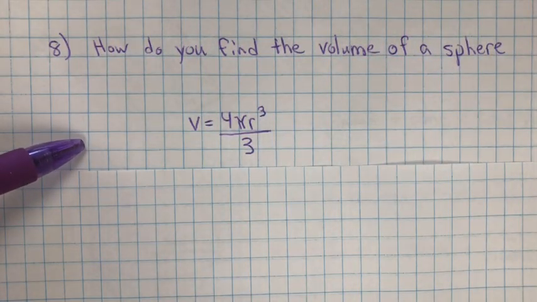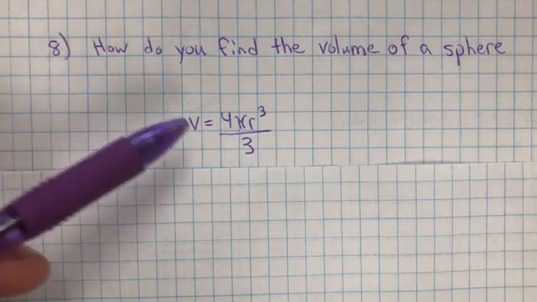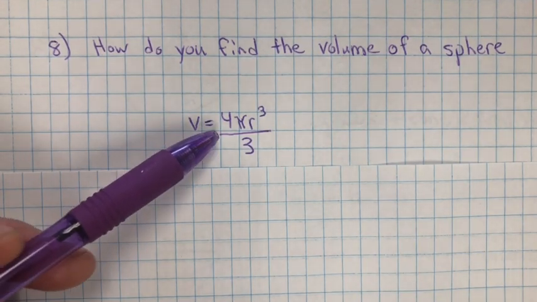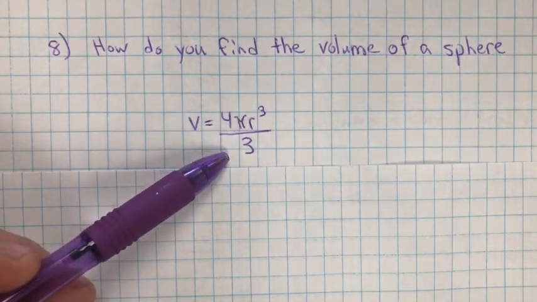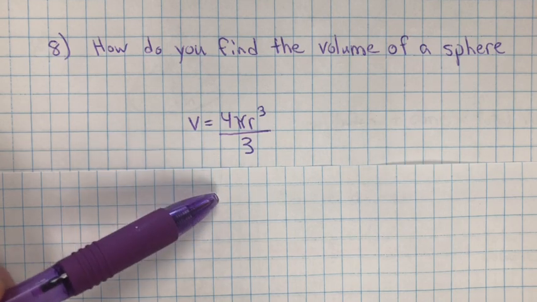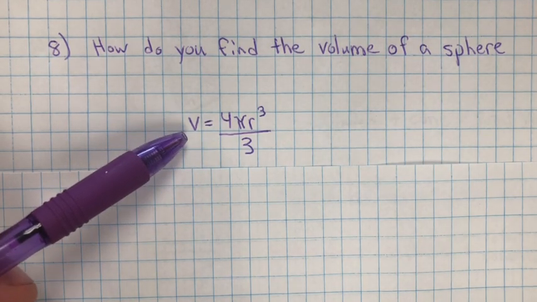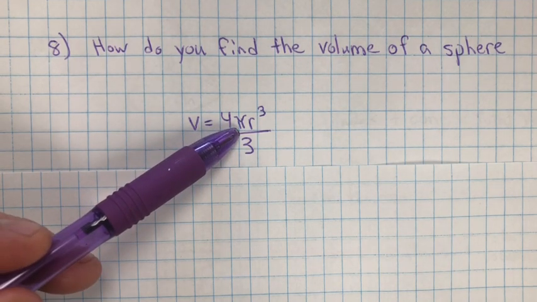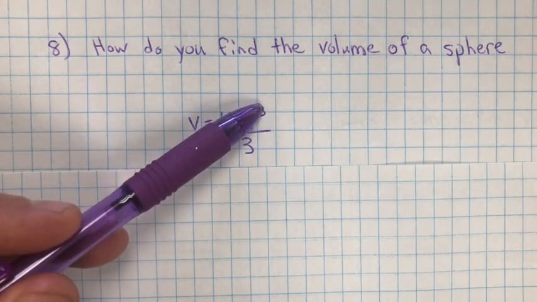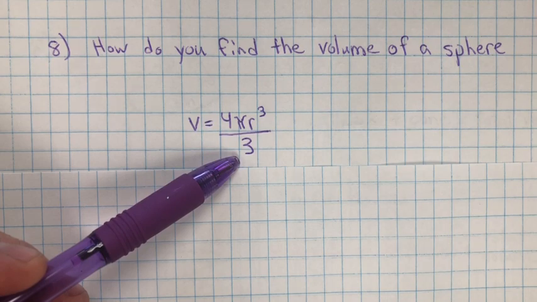For number 8, how do you find the volume of a sphere? So volume equals 4 pi r cubed divided by 3. One of my students came up with a clever way of remembering this: Veronica bought 4 pies at Ralph's for $3 and shared it with her 3 friends.